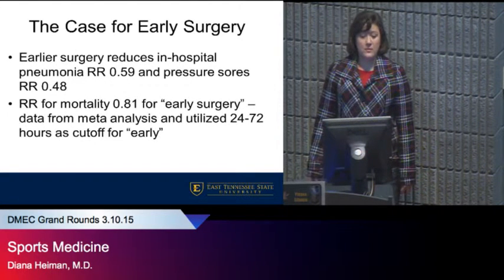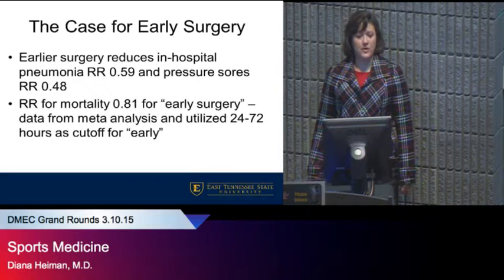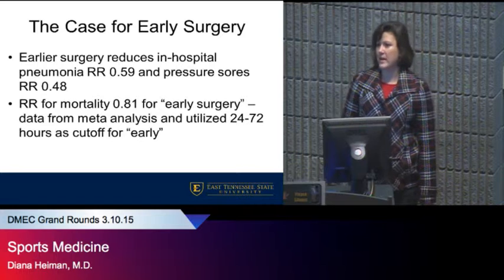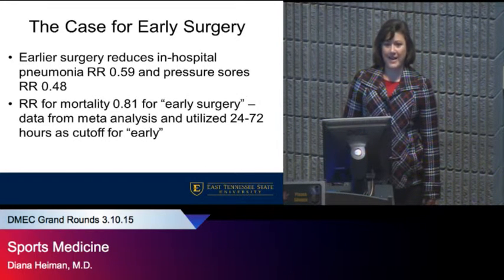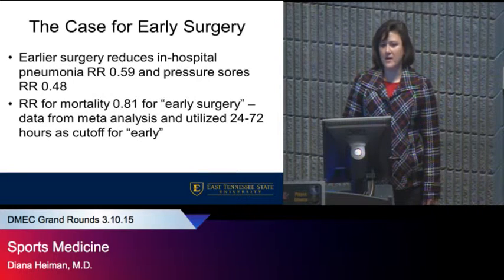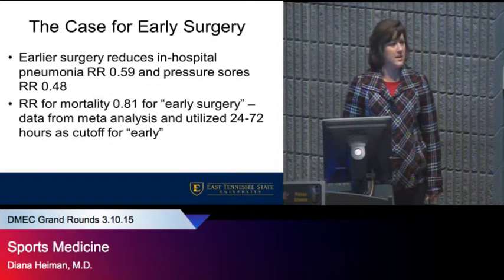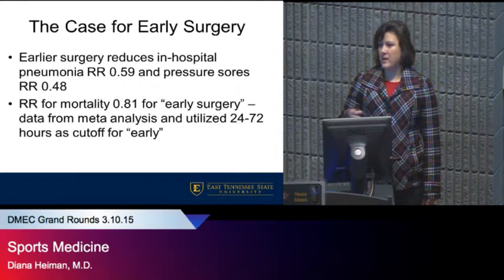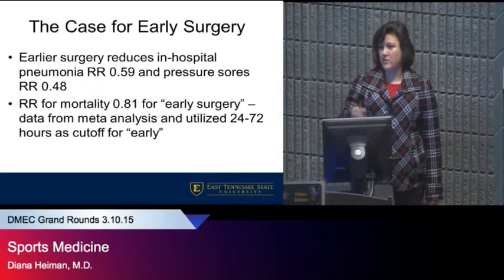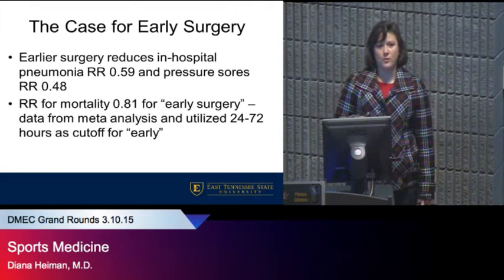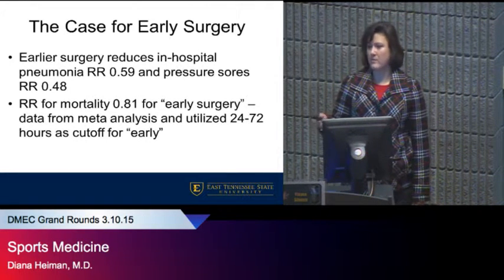So reduction in in-hospital pneumonia with a relative risk of 0.59 and pressure sores with a relative risk of 0.48. And so that's with the early mobilization and not having people just lay in bed for days waiting for surgery when they can't get up and move. And then there was a meta-analysis that showed a relative risk of 0.81 for early surgery. And the data was taken as it was presented in each of the studies. So some of it was 24 hours, some 48, and some 72 as a cutoff for early. And there was no difference looking at 24, 48, and 72 in that particular meta-analysis. But the mortality relative risk reduction was 0.81 just across the board when combining all of that data.